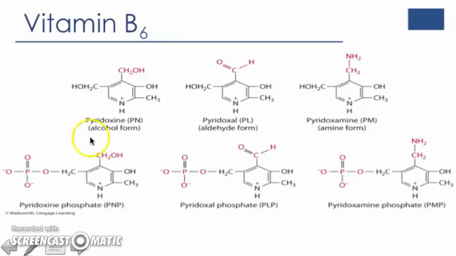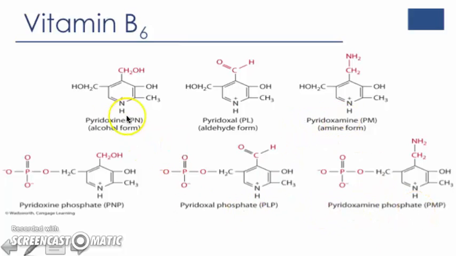Here we see the various forms of vitamin B6. You can see there are 3 non-phosphorylated forms and then 3 forms that are phosphorylated with a phosphate group attached. And basically for each of these pairs, we have the free form and then the phosphorylated form. So we have pyridoxine, pyridoxine phosphate, pyridoxal, pyridoxal phosphate, pyridoxamine, and pyridoxamine phosphate.